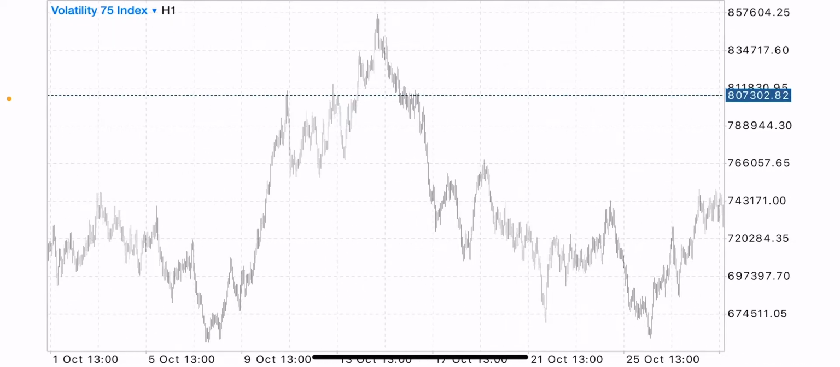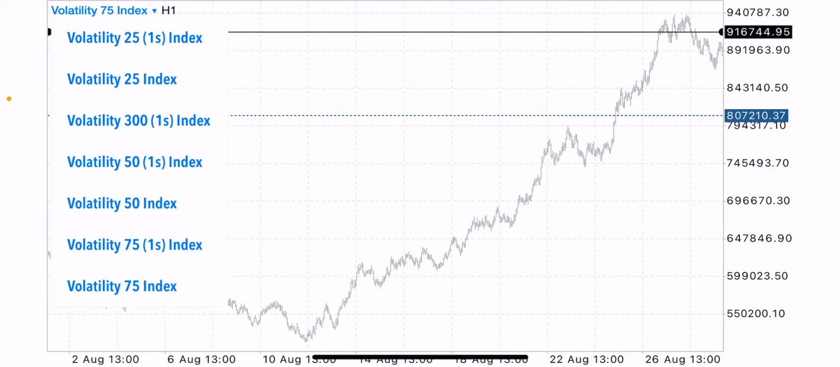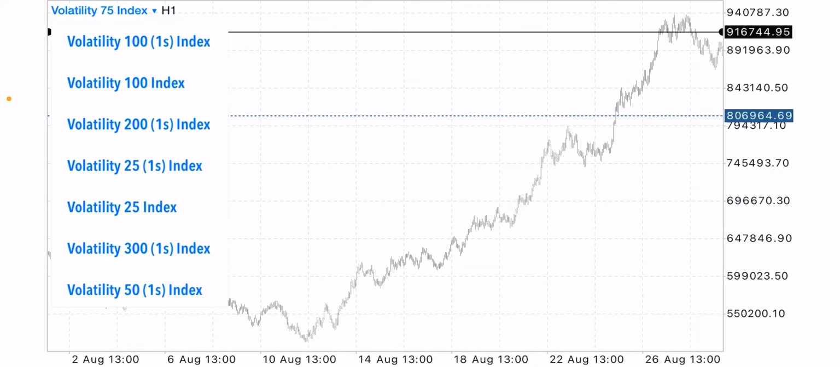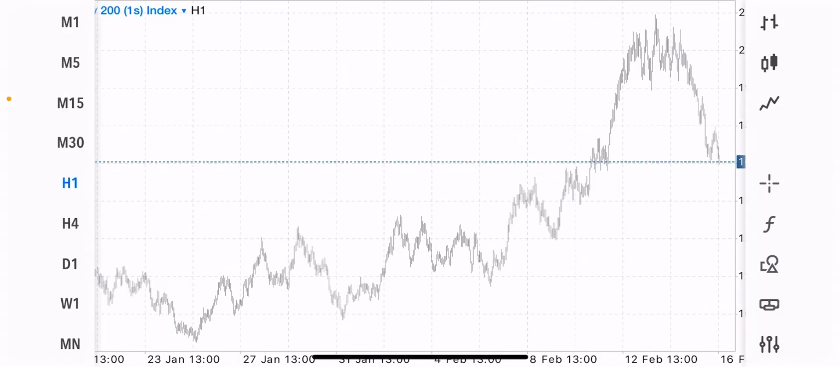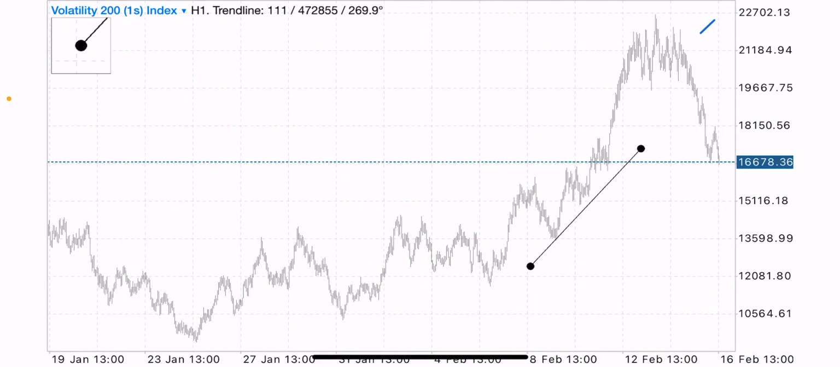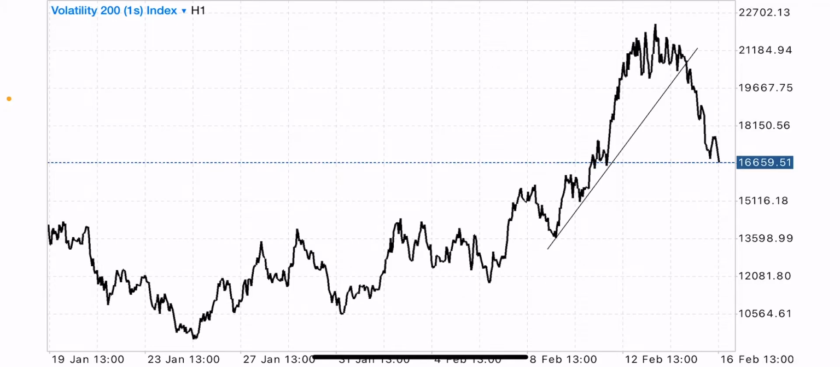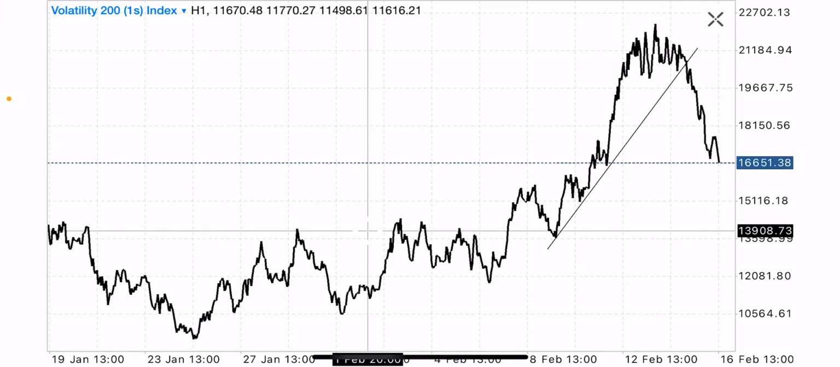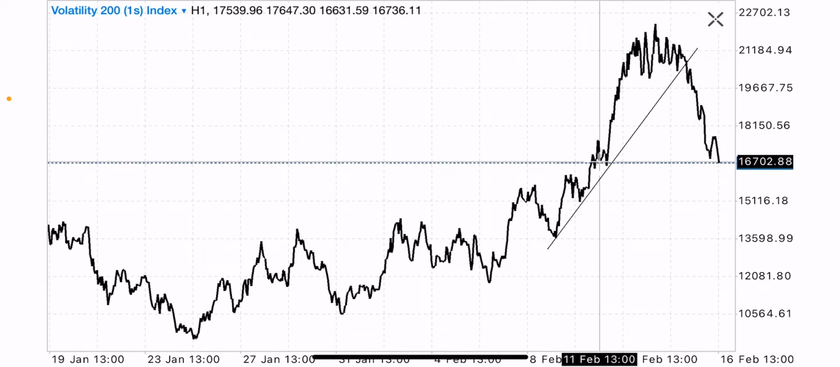So let's look for another. Okay, let's use another market. Let's use VIX 200. This is VIX 200. You can see, you make your analysis. For instance, this 2, yes. You can see when it touches 1, 2, 3 was formed.